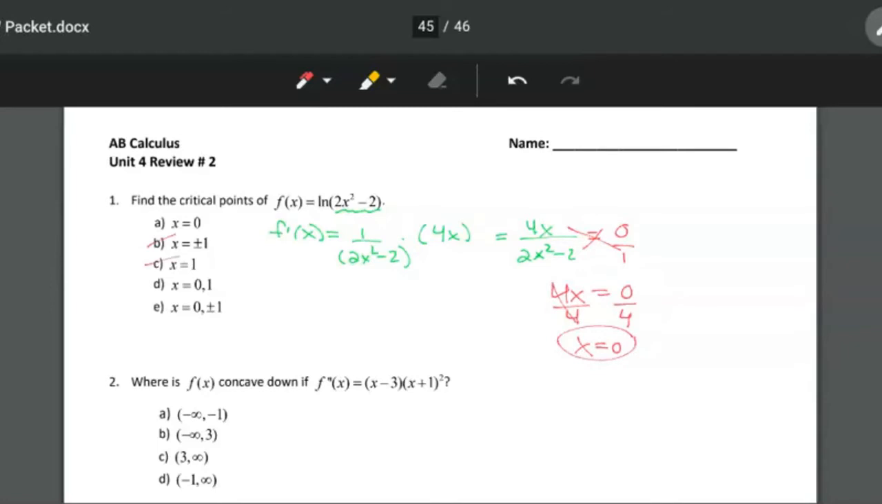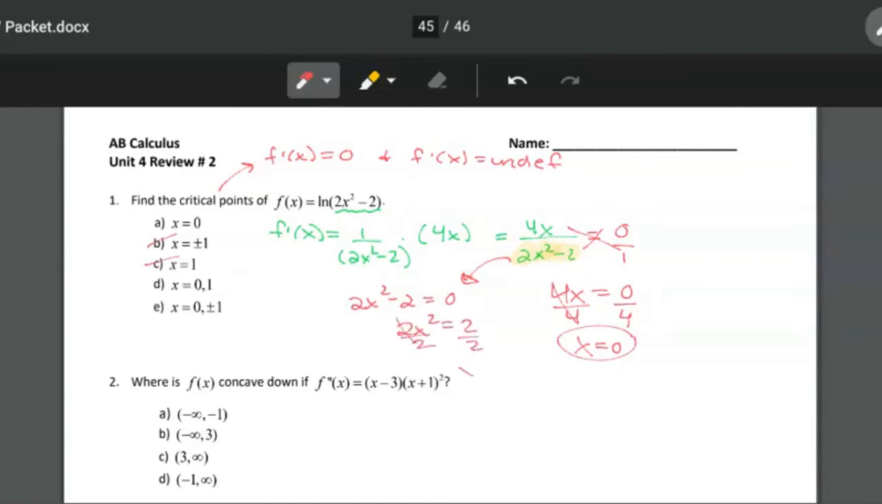Also remember, critical points are where your derivative equals 0 and also where your derivative is undefined. So what would make your derivative undefined is when your derivative's denominator equals 0. So you also have to think about that. Set your denominator equal to 0 and solve. So you get 2x squared equals 2. Divide both sides by 2. You get x squared equals 1. And you square root both sides. You get x is plus or minus 1. So those are all your critical points. So our answer would be E.